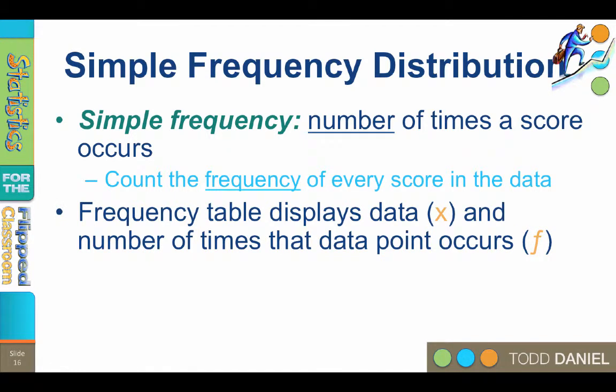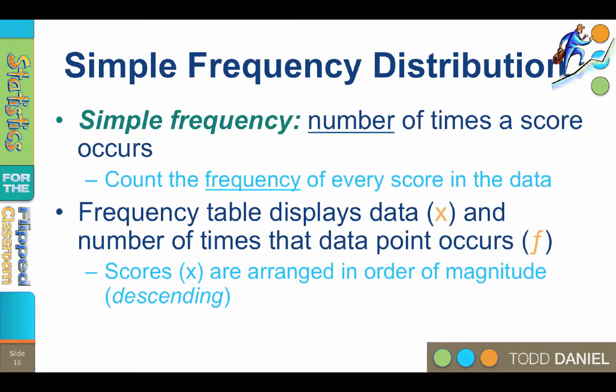To create a frequency table, we begin by creating a column of numbers, called an X column, where we will list all of the values that appear in the dataset, in descending order. Next, we will create a frequency column, where all of the simple frequency values are going to go. The scores in the X column are always arranged in descending order of magnitude. In other words, the largest score goes on top. The smallest score will be at the bottom.